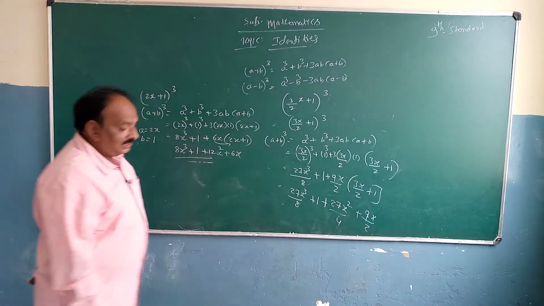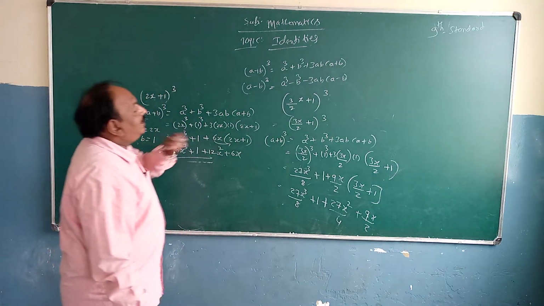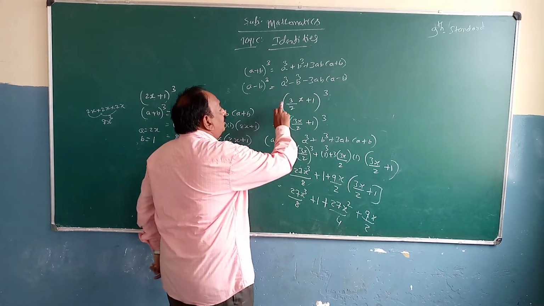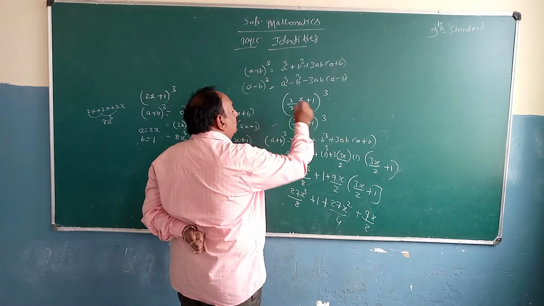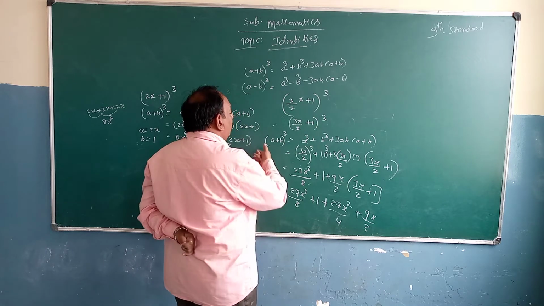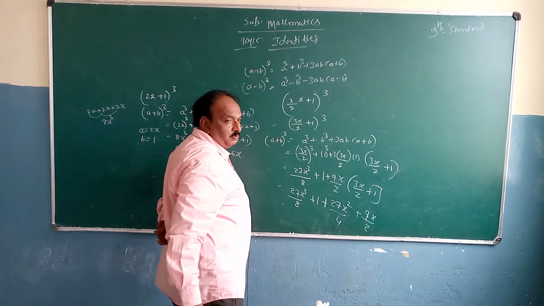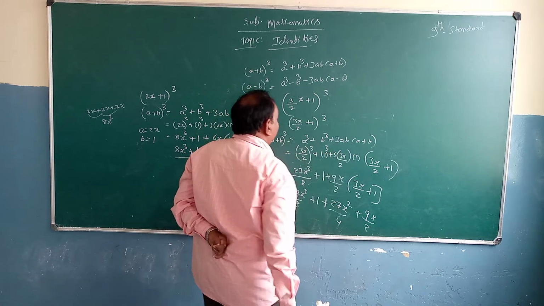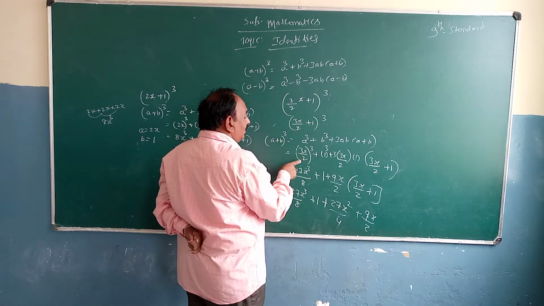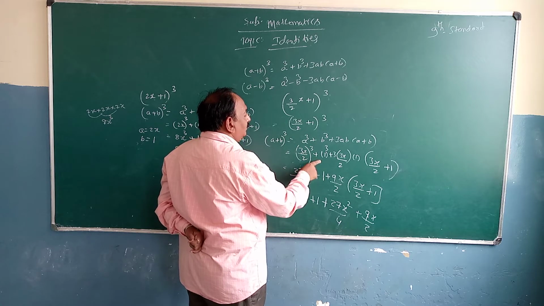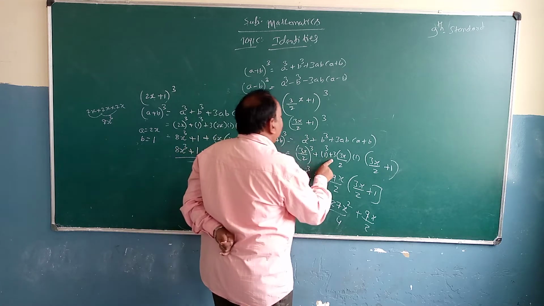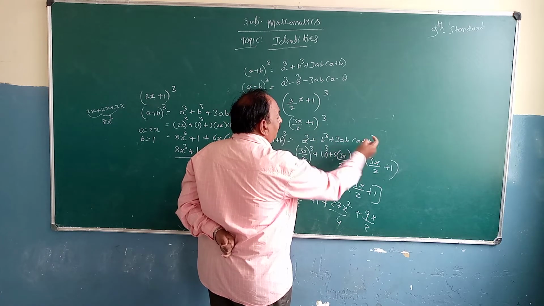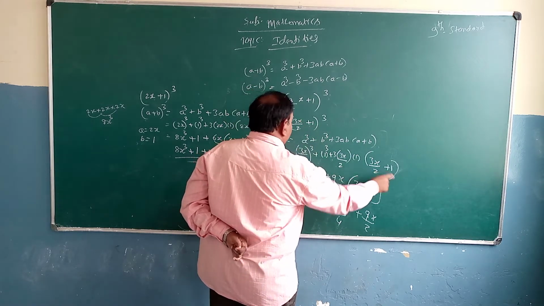I want to explain it once again. The expansion of (3/2 x plus 1) whole cube can be written as (3x by 2 plus 1) whole cube. This is of the form (a plus b) whole cube is equal to a cube plus b cube plus 3ab into (a plus b). What is a? (3x by 2) whole cube. What is b? 1 whole cube. 3 into what is a? 3x by 2. What is b? 1. a plus b, 3x by 2 plus 1.